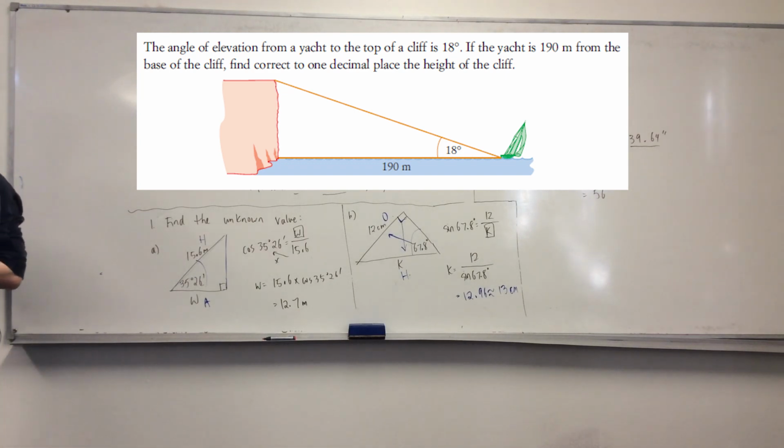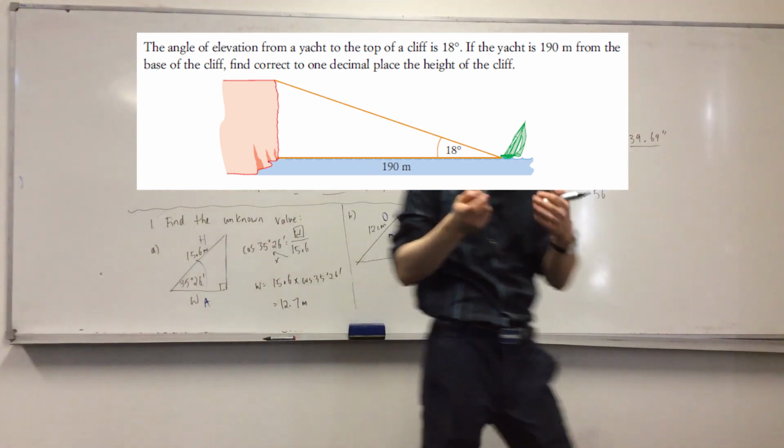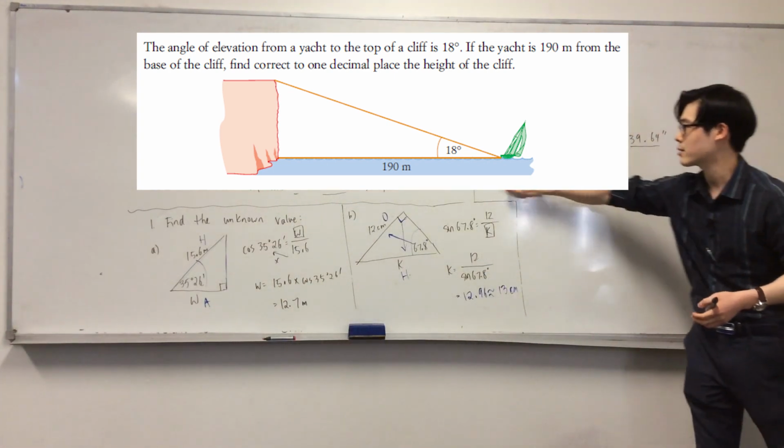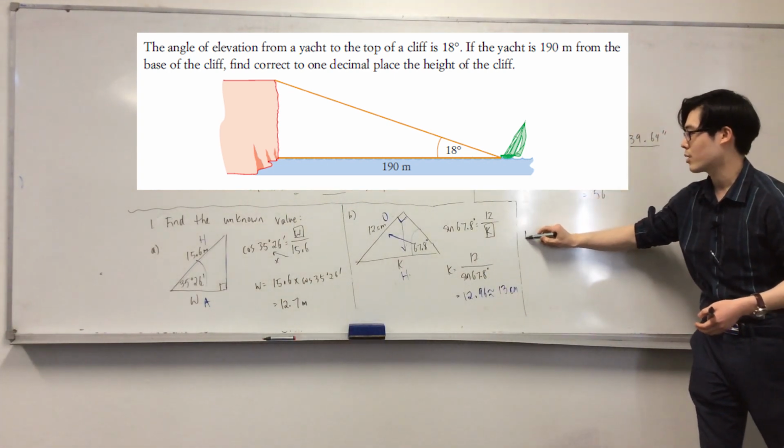They don't always give you the diagram. Actually, in the exercise, you need to draw the diagram yourself. If it says the word base, that's always the horizontal line, the bottom, 190. As labeled, okay? Find, correct to one decimal place, the height of the cliff. Obviously, they're asking you for that height over there. So what I'm going to do is redraw that diagram on the board to label the unknown sides. Okay, so let's just call it example D.